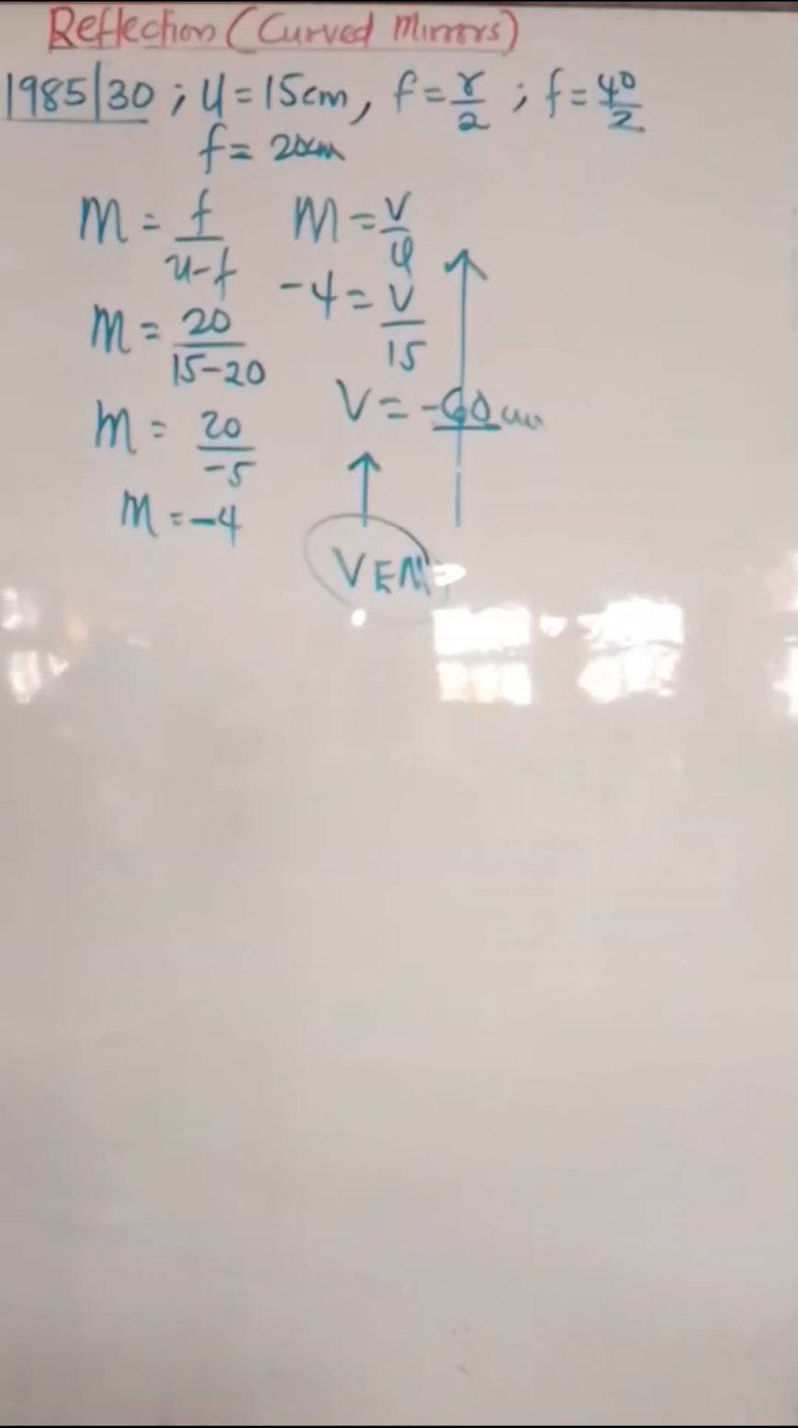Option B. Real and 60 centimeters. It's not real, it is virtual. C. Virtual and at infinity. Not at infinity. D. Real and at infinity. It's never real. So the answer is A. Virtual and formed 60 centimeters behind the mirror.